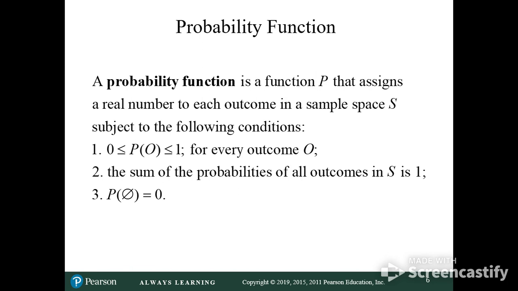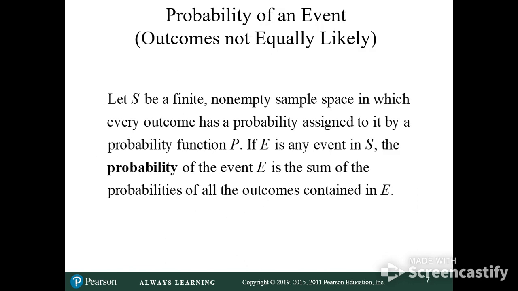Probability function is a function p that assigns a real number to each outcome in the sample space. So the probability has to be in between 0 and 1, where if it happens to be 1, then it's 100% likely of happening. 0, it won't happen. The probability of the null set is 0.